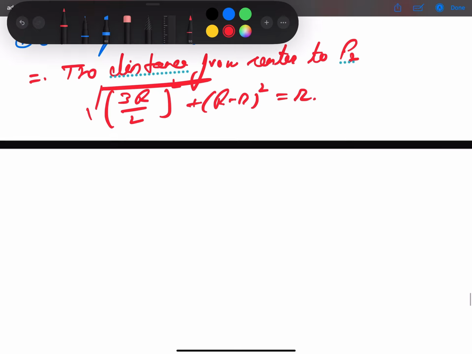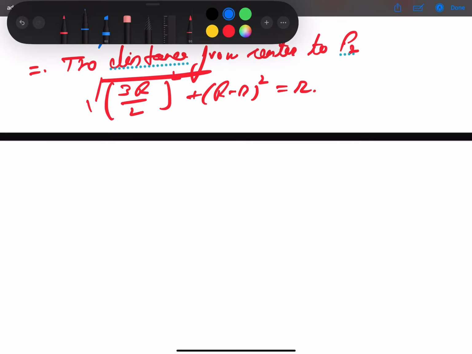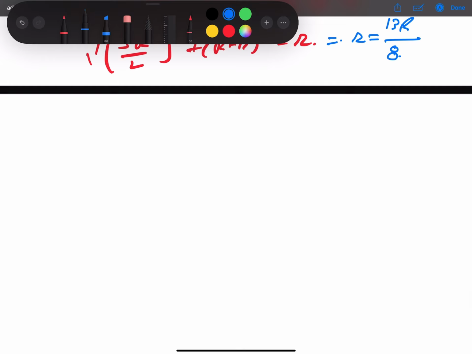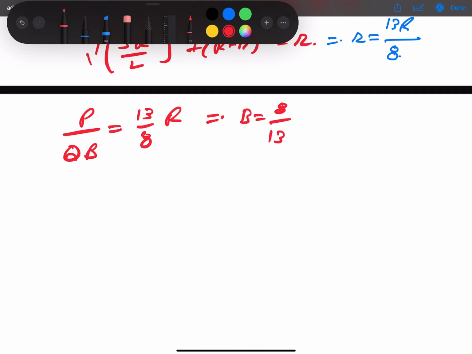And if we solve it, we are going to get our small r will be equal to 13r/8, and small r we already know is P/QB. So we substitute it, we get P/QB will be equal to 13/8 multiplied by r. So this gives us our magnetic field B should be equal to 8/13 P divided by QR.